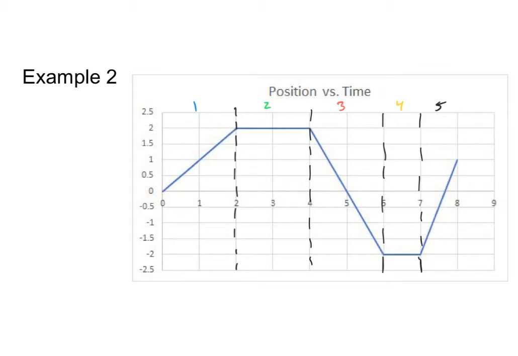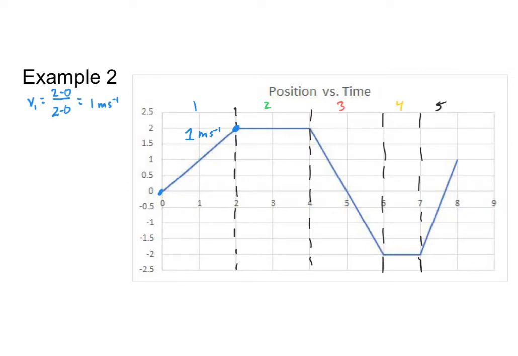And so I've got my first velocity, and that is going to be equal to rise over run. So we've got our first point and our last point at 0, 0, and at 2, 2. So it's going to be 2 minus 0 over 2 minus 0, or 1 meter per second. So our velocity here is going to be 1 meter per second.